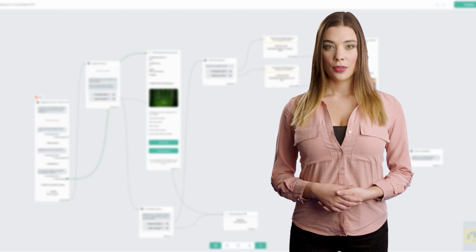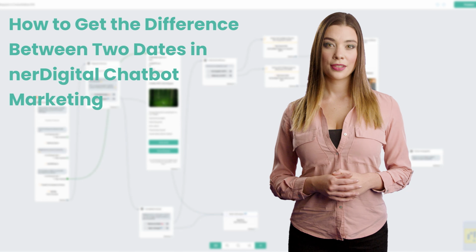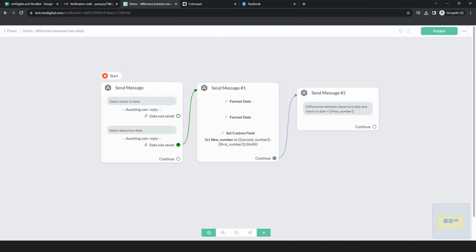In this video, we are going to show you how to get the difference between two dates in your digital chatbot marketing. This feature is important to learn because it is especially helpful in some situations. For example, when creating a reservation bot, you might need to get the difference between the customer's departure date and the customer's check-in date. Also, you can easily get the difference between now and a specific date.